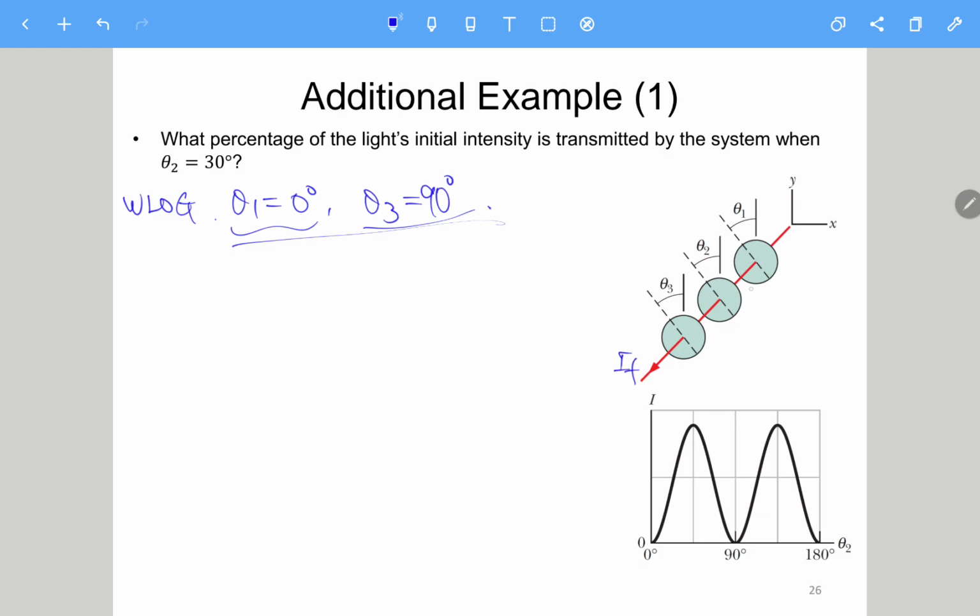IF, and maybe this is I1, this is I2. Okay, so this is I0. Here we have a 1/2 factor. And this is 0 degree. Here we have theta 2 to be 30 degree. So here we should multiply it by cosine square of 30 degree.